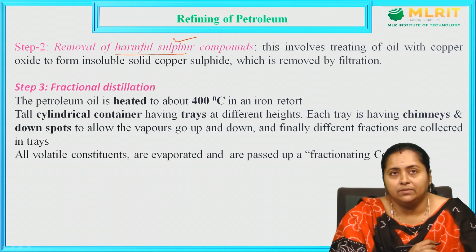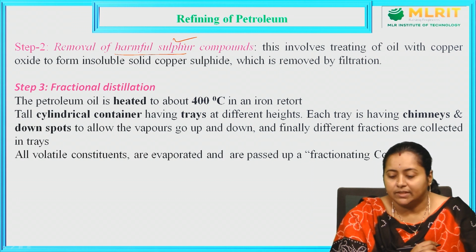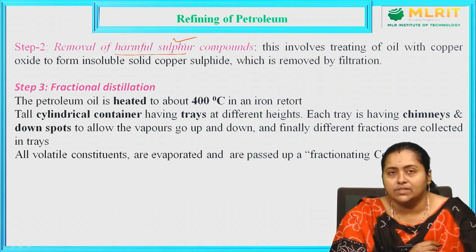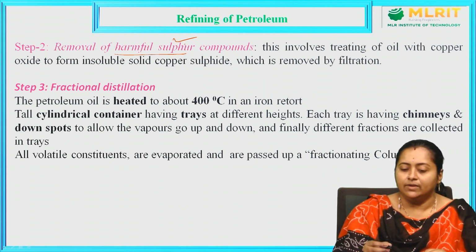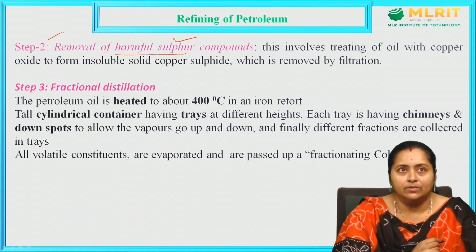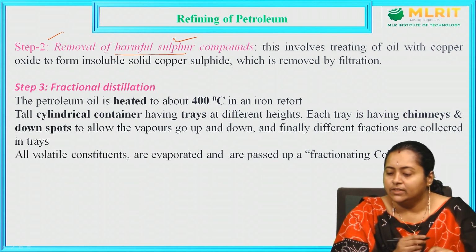If it is not removed up to permissible limits in the crude oil sample, then whenever it is put in application form, that means for transportation purposes and all as a fuel, it is able to cause cancer, that is, it is carcinogenic in nature. So it needs removal up to its permissible limit value. So this will play a major role. So step 2 is removal of harmful sulfur compounds.